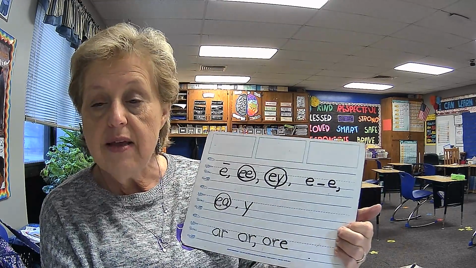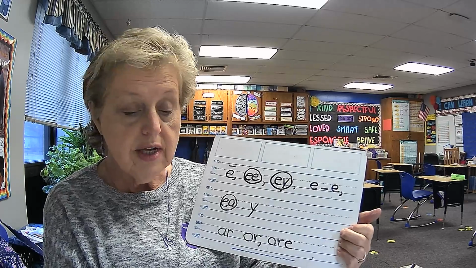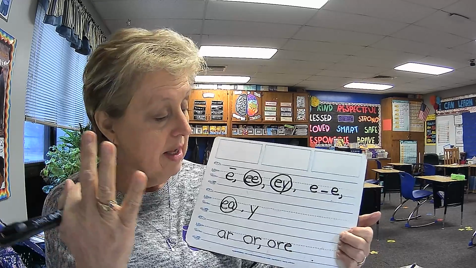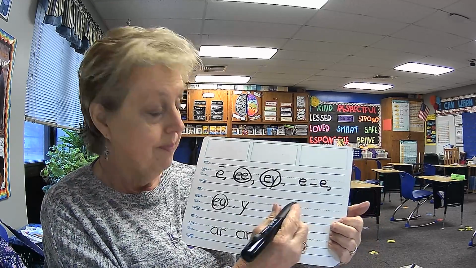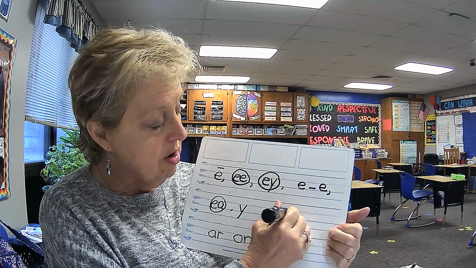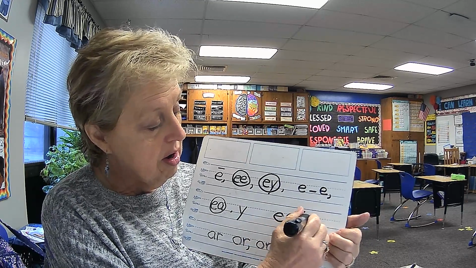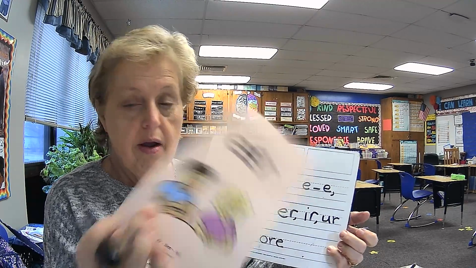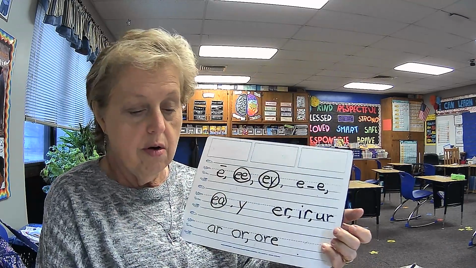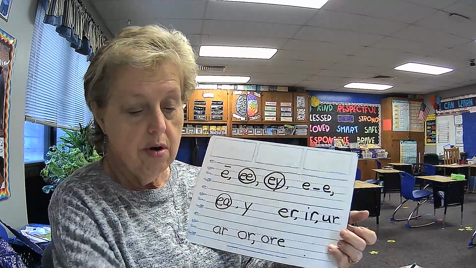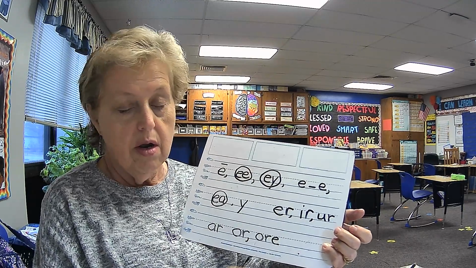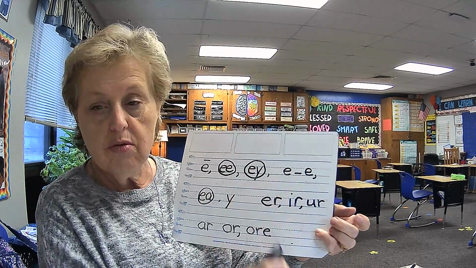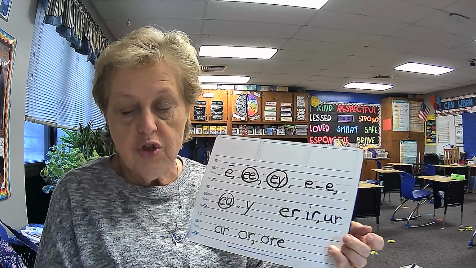And now let's do the R controlled sounds for "ur." There are three ways to make the R controlled sound of "ur." Who knows? That's right. We have ER, IR, and UR. ER, her. IR, bird. UR, burn. So we have three ways to do the R controlled sound. Show your teacher your work.